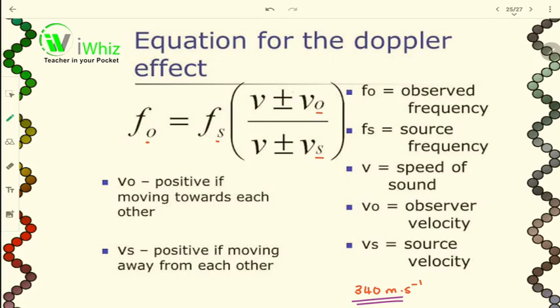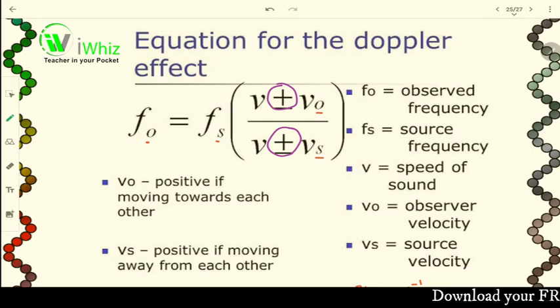Another thing to remember is how to assign the positives and the negatives. Remember that when it's moving towards you, you would use negative in the denominator, or subtraction in the denominator, because it should be getting louder. And if it's moving away from you, then you would use addition in the denominator, because it would be getting softer, or lower in terms of frequency. So we can look at a different example.